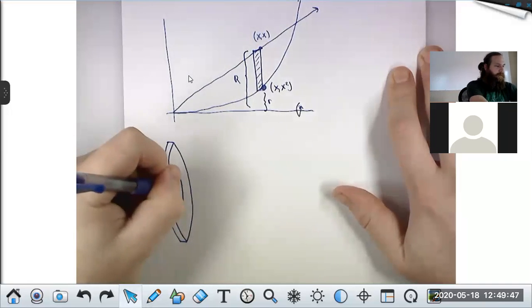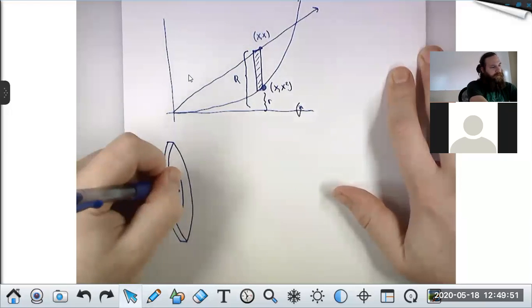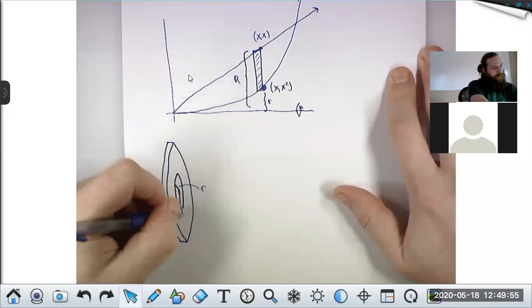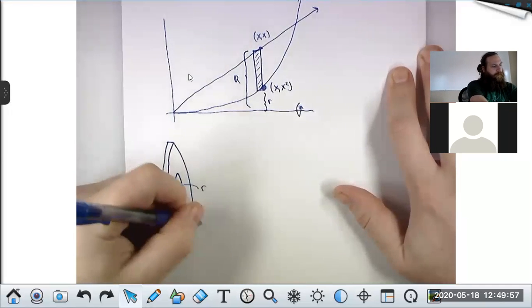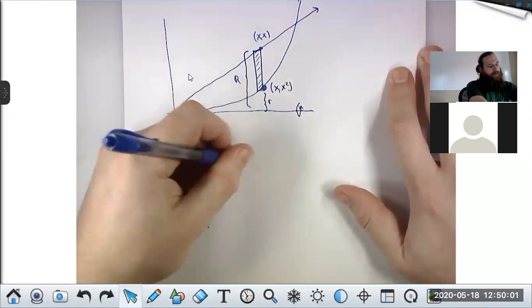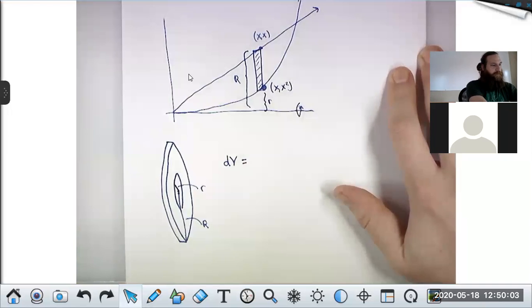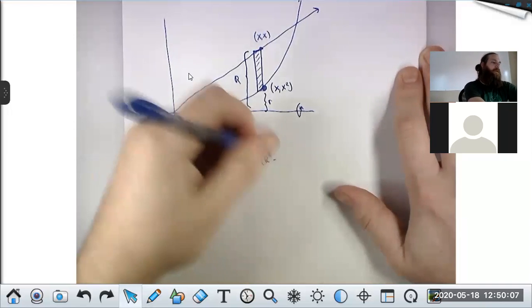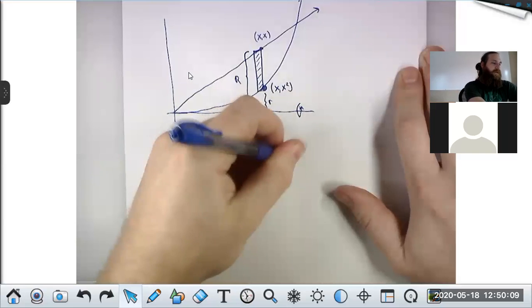The distance from the center to the edge of that inside part is little r, and the distance from my center to the edge of the outside part here is big R. And so the volume of that little differential washer, dV, is pi times cap R squared minus little r squared dx.